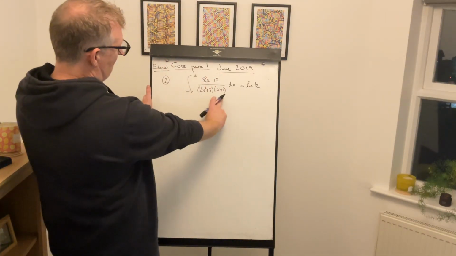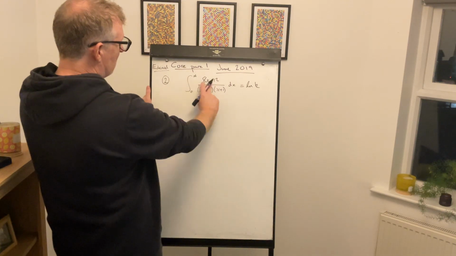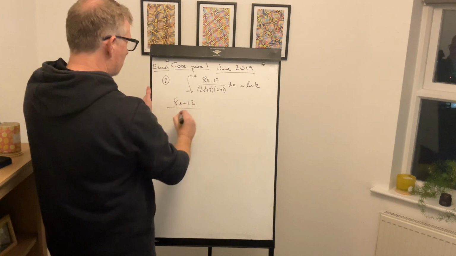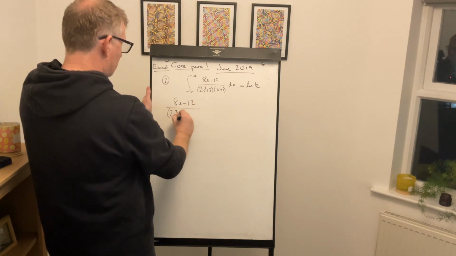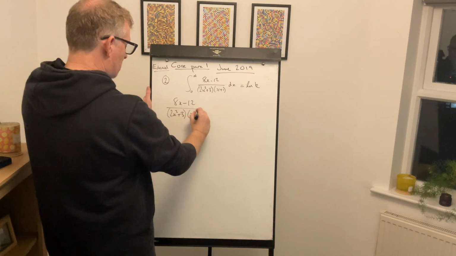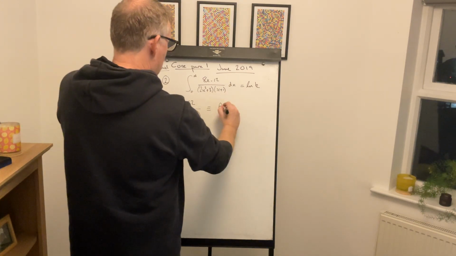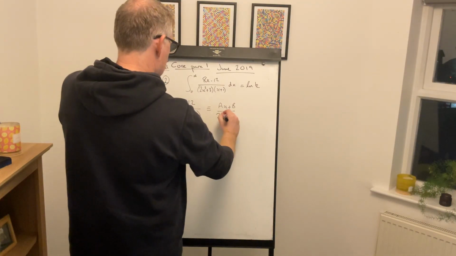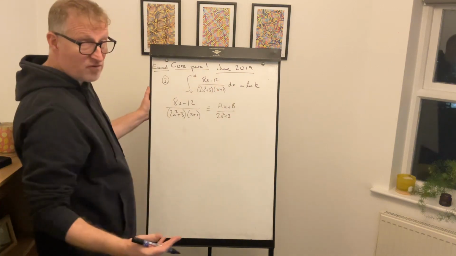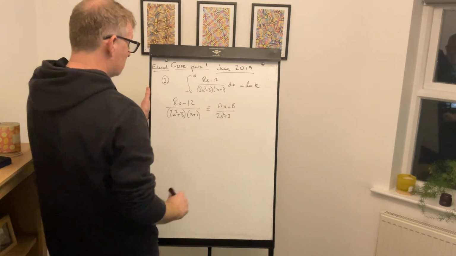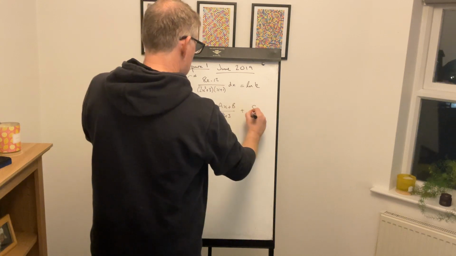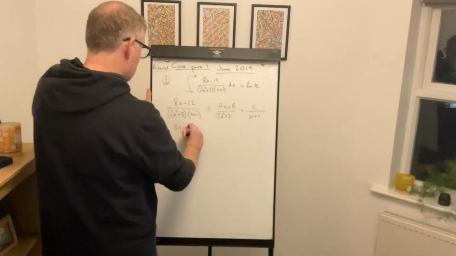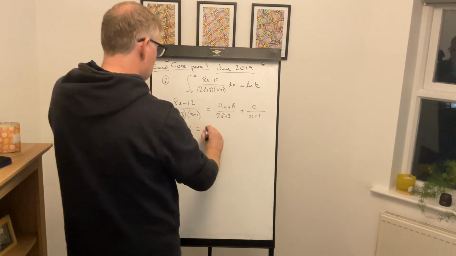We can see here this isn't improper or anything, we've just got 8x minus 12 on the top, so we're going to split this using our partial fractions into ax plus b over the quadratic 2x squared plus 3. So that's your standard form for a quadratic factor on the denominator. And then we've got c over x plus 1.